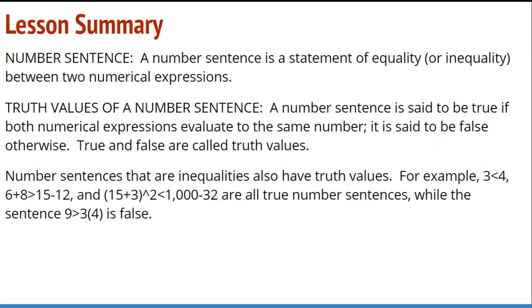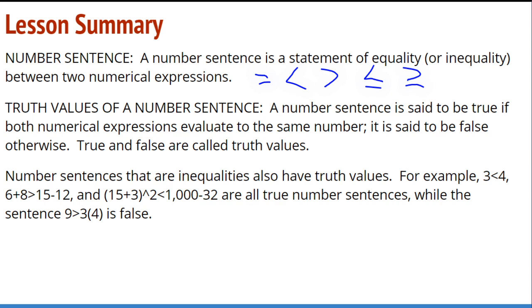All right, just a quick summary of some of the vocabulary. A number sentence is a statement of equality or inequality between two numerical expressions. And so we had all those symbols that we looked at. Truth values of a number sentence. A number sentence is said to be true if both numerical expressions evaluate to the same number. It is said to be false otherwise. True and false are called truth values. Is it true? Is it false?